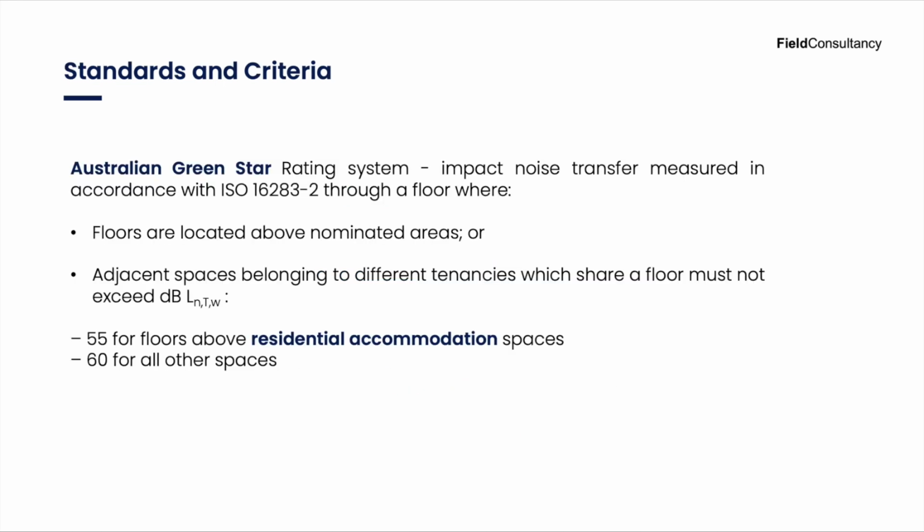Just to summarise some standards and design criteria we use to control impact noise, the Australian Green Star system or Green Building Rating System stipulates impact noise standards that have to be met in residential buildings. It is measured in terms of the weighted impact sound pressure level in a neighbouring space or in a receiving space. The standard says that we must meet a weighted impact sound pressure level of 55 dB above all residential accommodation spaces and 60 in all other spaces, for example, in office spaces.